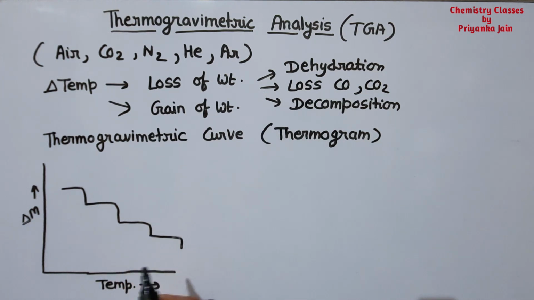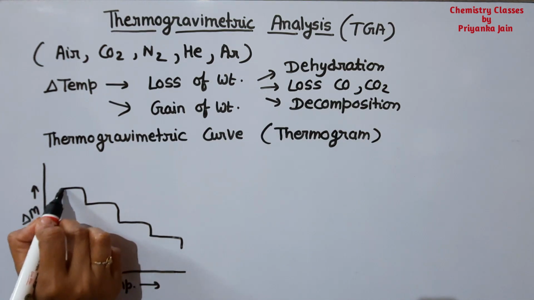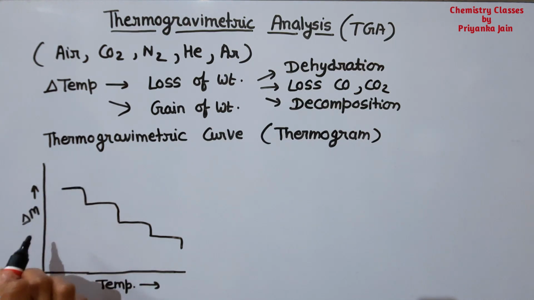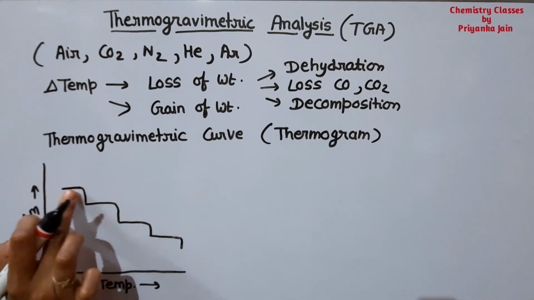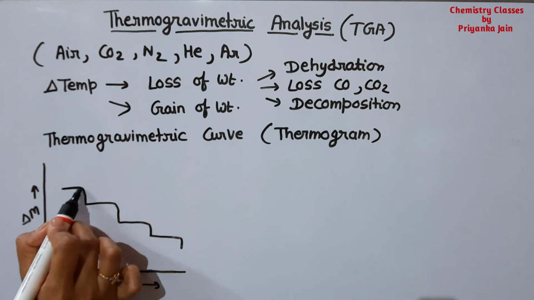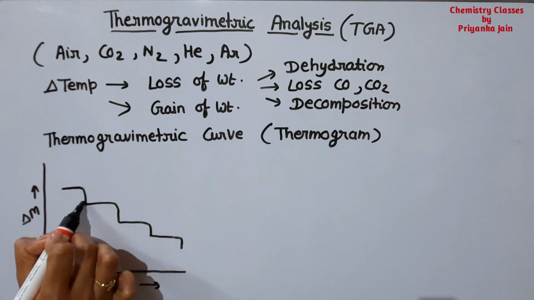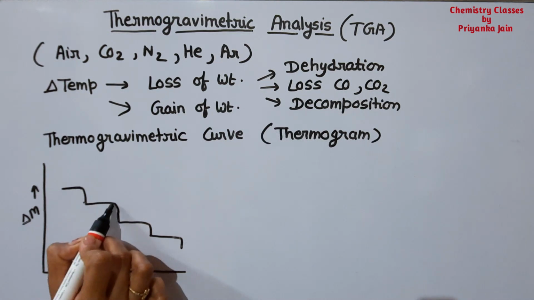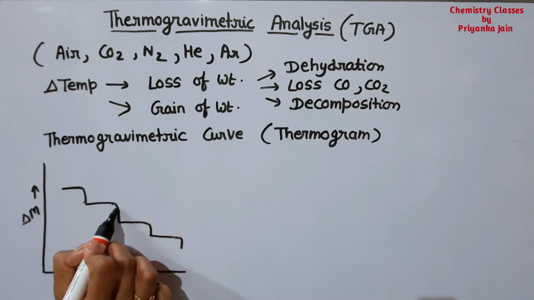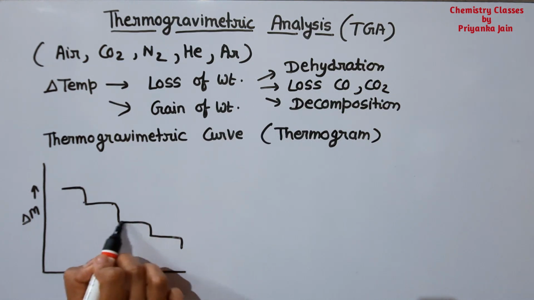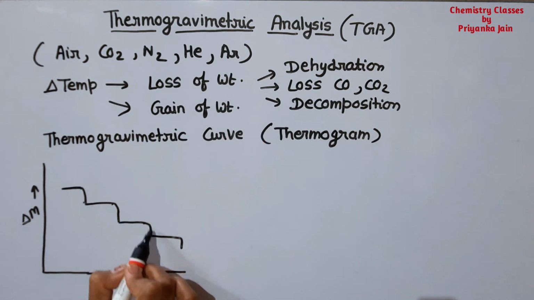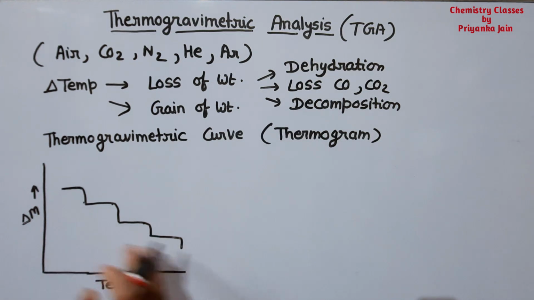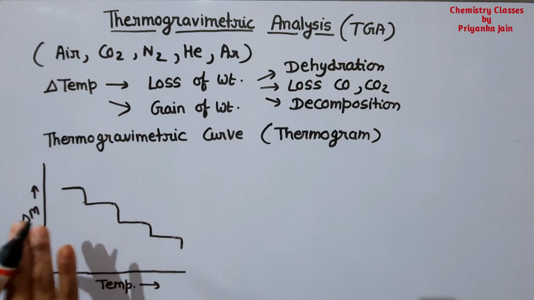Now what will it indicate? See here, this horizontal line shows there is no change in the mass with the temperature, and at this point there is a loss of the weight. Then this point shows there is no change in the mass, and then there is a loss of the mass. Then this point shows there is no change in mass, and then this is the loss of the weight. In this way we will read this whole thermogram.